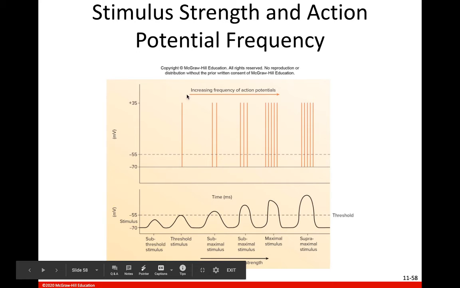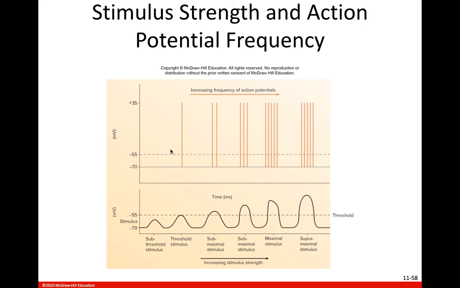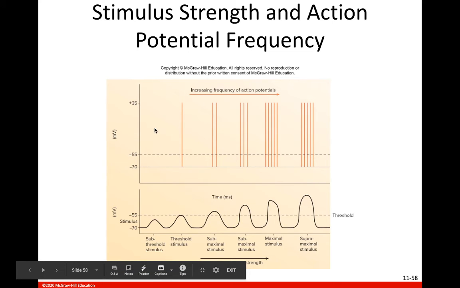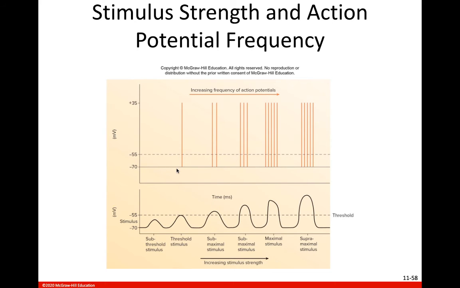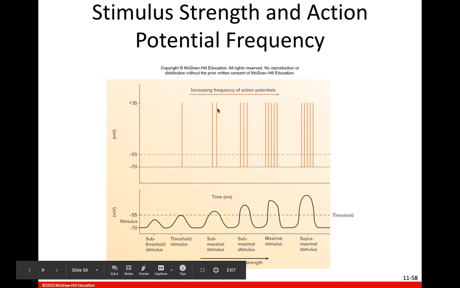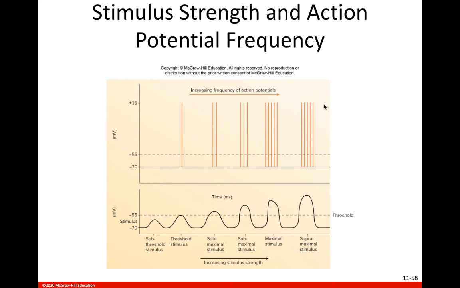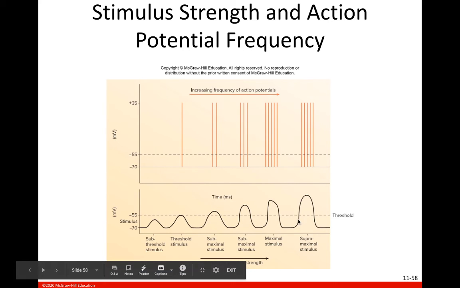Again, if the orange line is an action potential, subthreshold, we don't get one. Threshold, we get one. Submaximal, we get more than one, but less than maximal. So here's maximal. This is the greatest frequency we can get. Supramaximal, okay, it is a stronger stimulus. Okay, it's not a stronger action potential. Notice that all these action potentials are the same. They're going up to positive 35. So it's not a stronger action potential. This is just a maximum frequency.